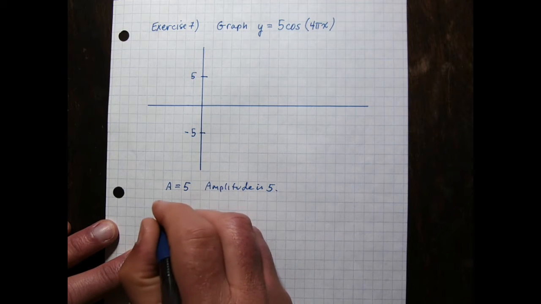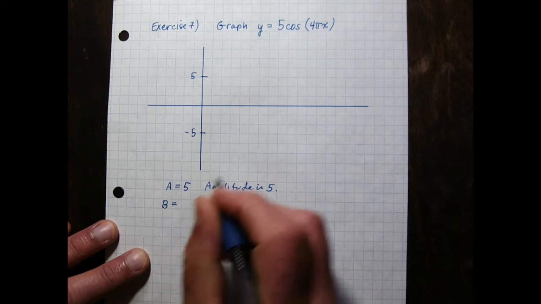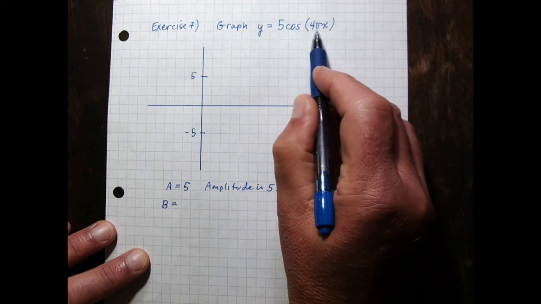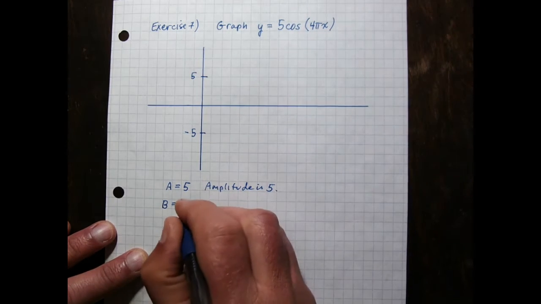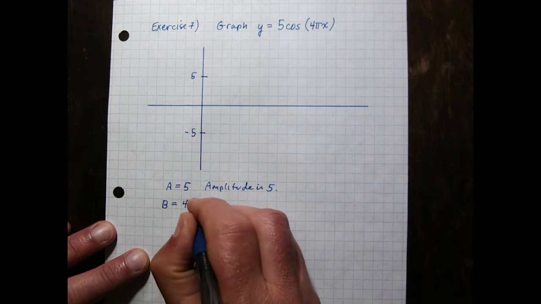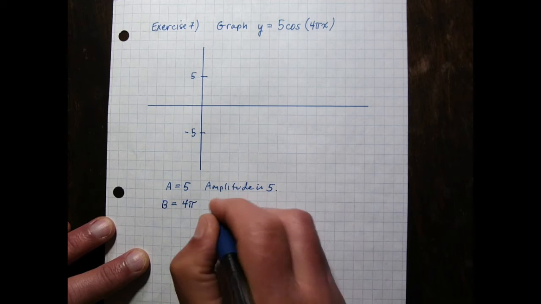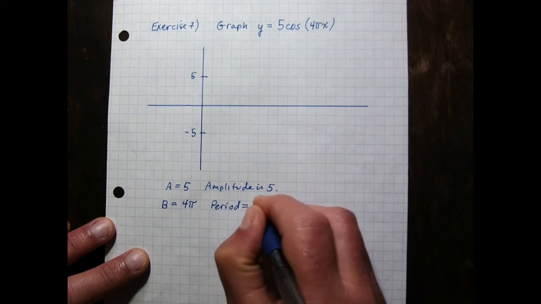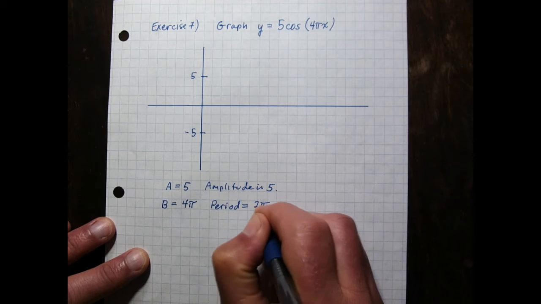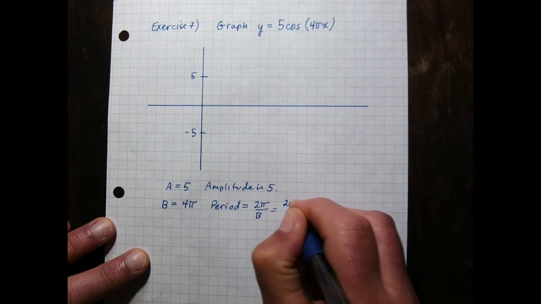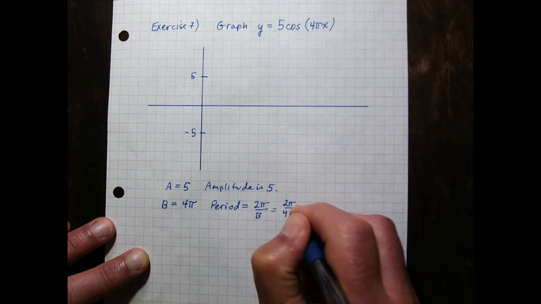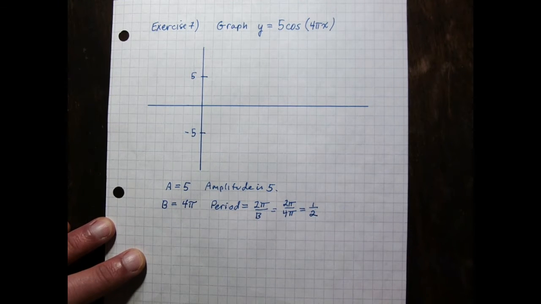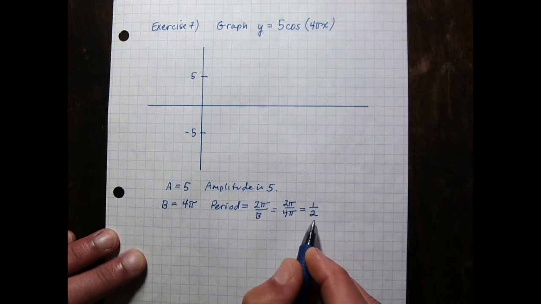And now let's see, b is the coefficient of x. The coefficient of x in this function is 4 pi, 4 times pi. The pi is part of b. So the period, using that formula 2 pi over b, is 2 pi over 4 pi. The pi's are going to cancel, and this fraction reduces to 1/2. So the period here is just 1/2.